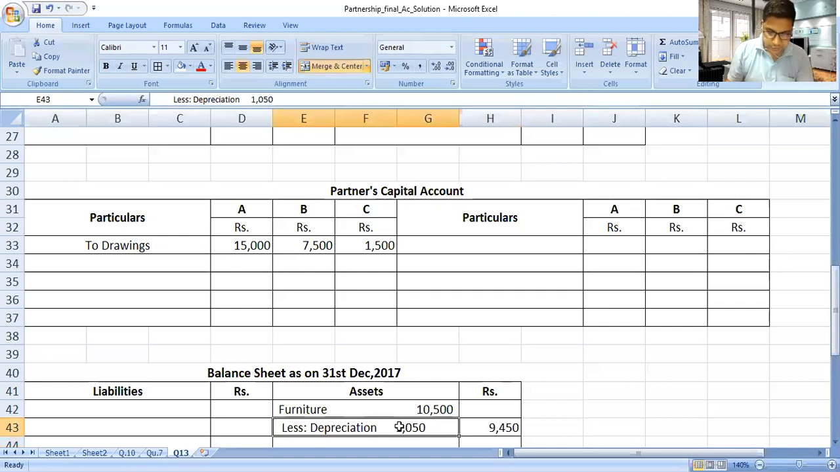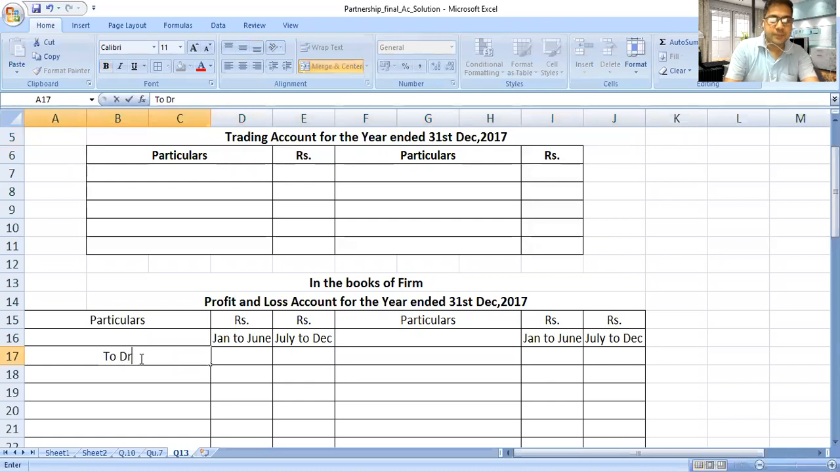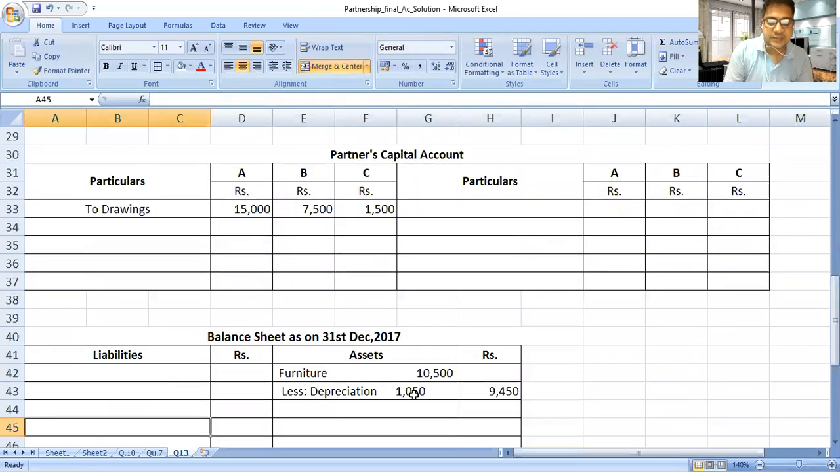Now depreciation we have to show in our profit and loss account, on the debit side: to depreciation on furniture. Now, friends, the total value of depreciation is 1,050.